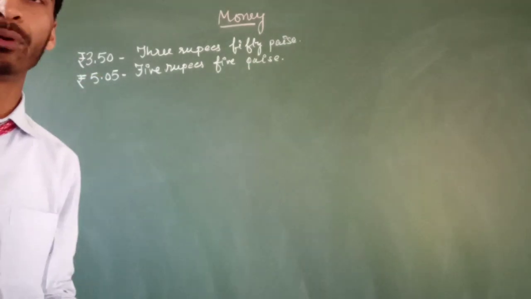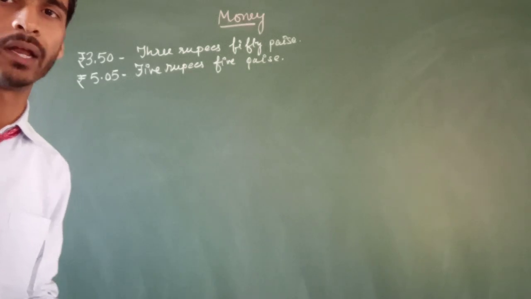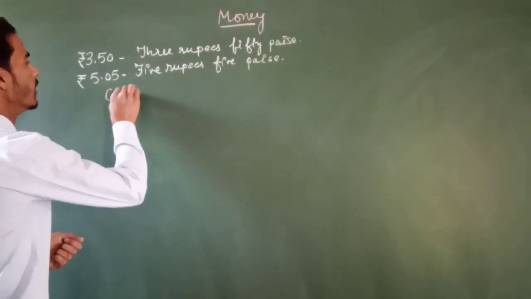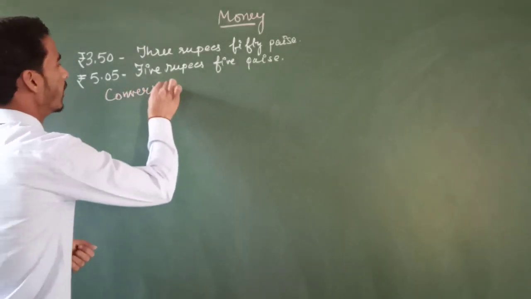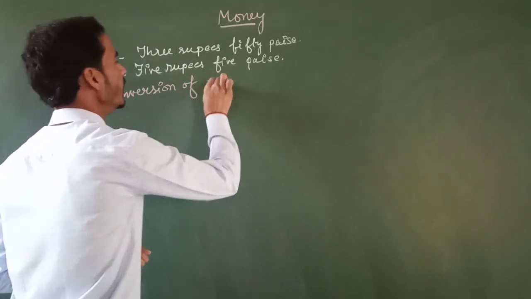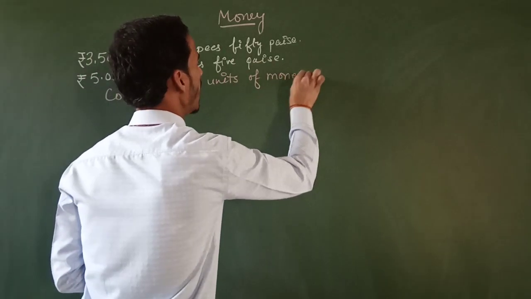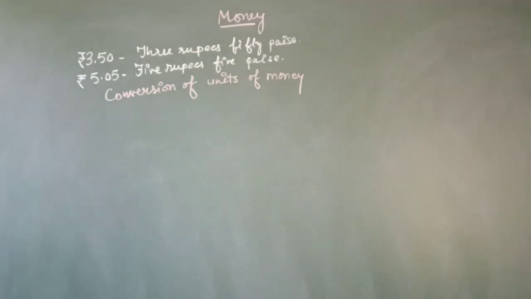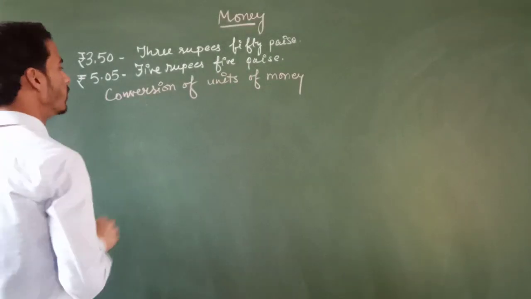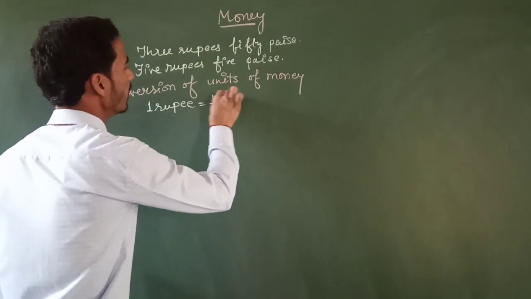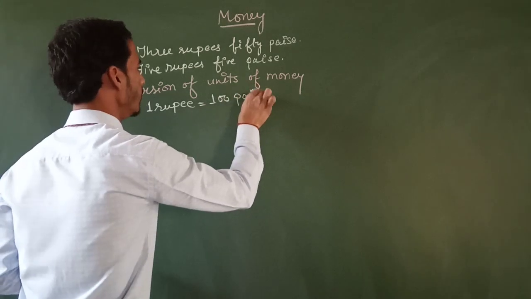Okay, and now we have to learn conversion of units of money. We have to learn how we can convert money from one unit to another unit. We know that 1 rupee is equal to 100 paise.